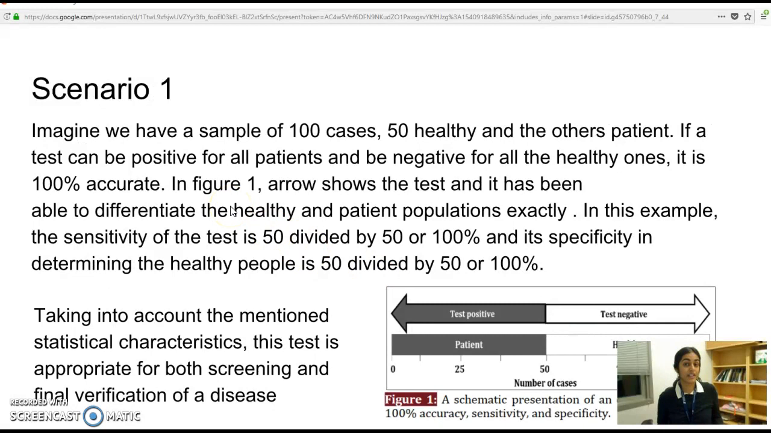So we have three scenarios in your Baratloo paper. The first one is, imagine we have a sample of 100 cases, 50 healthy and the others are patient. If a test can be positive for all patients and negative for all the healthy ones, it's 100% accurate. And this is how the schematic looks for that. Taking into account the mentioned statistical characteristics, this test is appropriate for both screening and final verification of a disease.